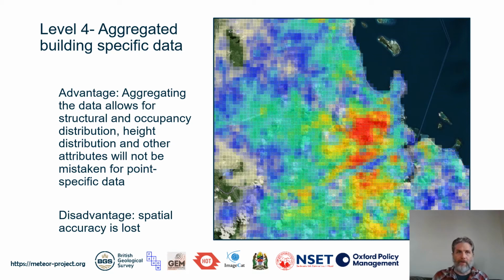So the level 4 builds on building specific data. Arguably, you would think it would be more accurate than level 3 data because it does have that distribution of buildings. It does build from that distribution of buildings on a site-specific level. But still, depending on the data that you're starting with, it is not necessarily more accurate, which is something we need to keep in mind.